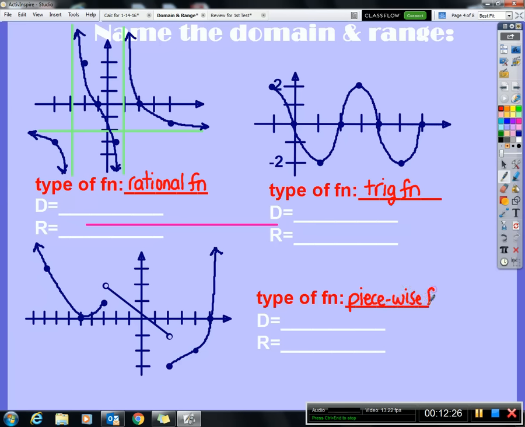Where I've taken pieces of different functions. You might recognize that the first piece is a piece of a quadratic function. The middle piece is a piece of a linear function. The third is actually a piece of a cubic function, because it would come on down like that. But anyway, that's not necessary for you to know. If you just piece together parts of different functions, you call it a piecewise function.